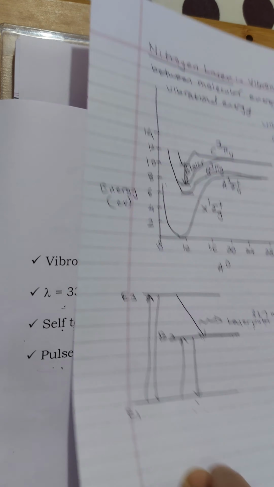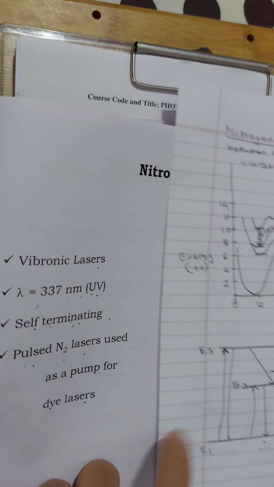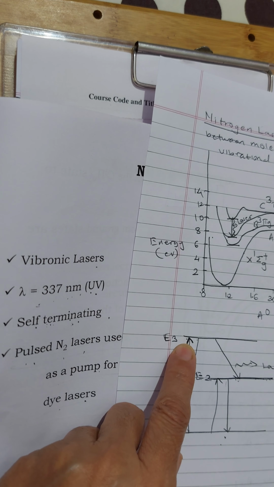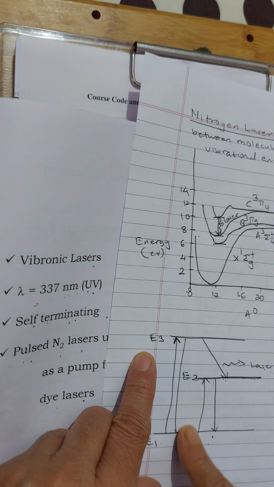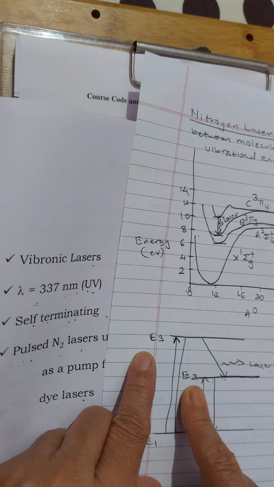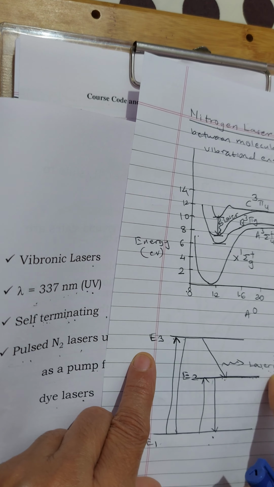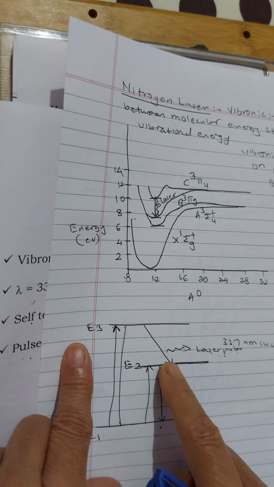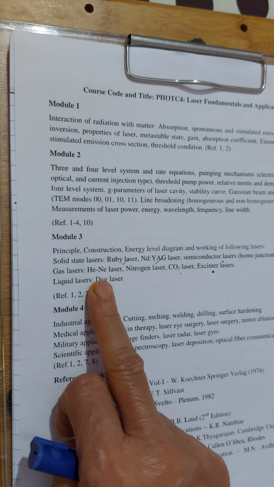If you want to write even this diagram, it's again the same way. This is your ground state E1, which is over here. This is E2, which is my middle one, the B3 one, and this is E3. First the molecules will reach over here, and from E3 a few will come back and reach the E2 level. At this level itself, when you have more population inversion, you get a laser pulse of 337 nanometers, which is in the ultraviolet range. Then finally they come back to the ground state. This is what is happening as far as the fourth laser in the gas laser category is concerned.